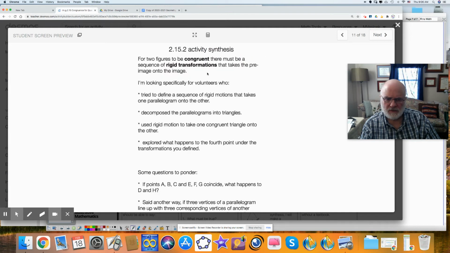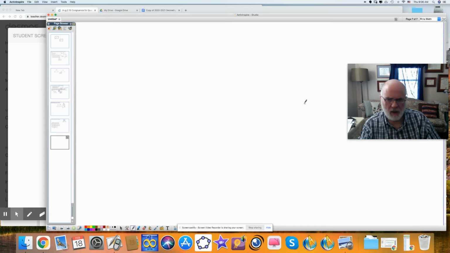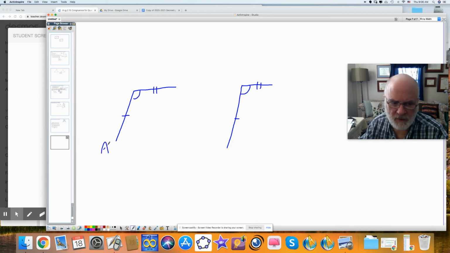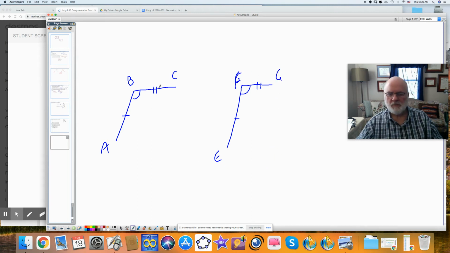The activity synthesis. Okay. I need to talk to you just for a moment about this. If we had two sides at an angle, two sides at an angle, this side is congruent to this one, this side would be congruent to this one, and this angle is congruent to this one. So we have ABC, and D is going to be somewhere over here, E, F, G, and H is going to be over here somewhere. These are parallelograms, and we're trying to prove that they are congruent.